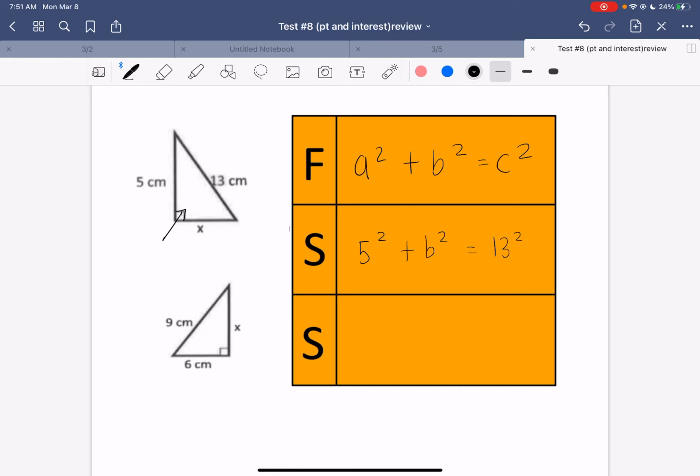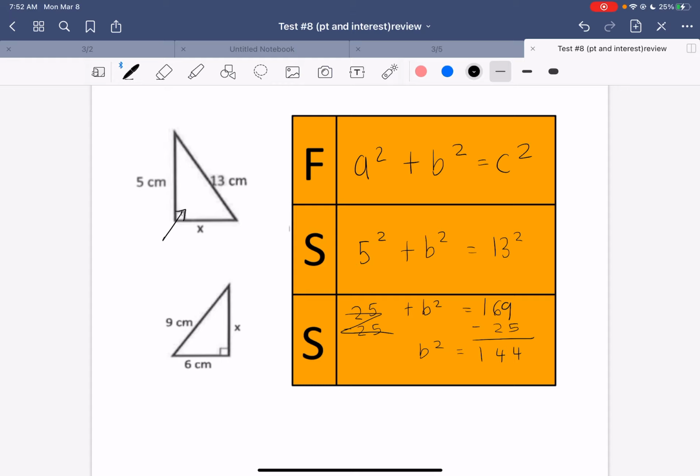So now I can simplify that. So 5 squared is 25 plus b squared equals 169. So from here, you notice that we have a variable and a constant on the left side of the equation. So we're going to have to use an inverse operation here, and we're going to have to subtract. On the left, that becomes 0, and we're left with b squared equals 169 minus 25, which gives us 144, which is nice because 144 is a perfect square.